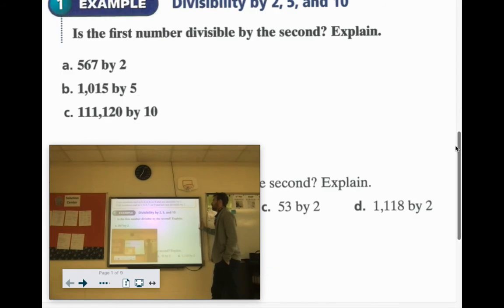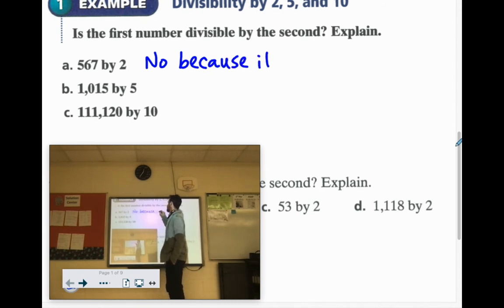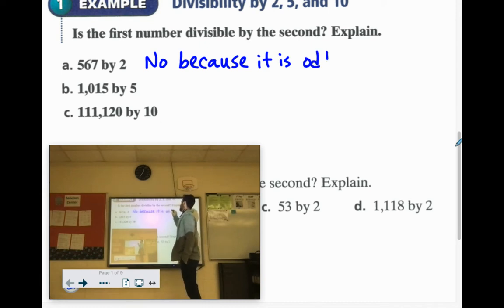Is the first number divisible by the second? Explain. Is 567 divisible by 2? No. Because it is odd. For it to be divisible by 2, it needs to be even. It needs to end in 0, 2, 4, 6, or 8.